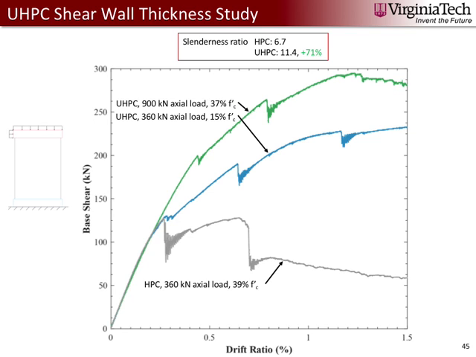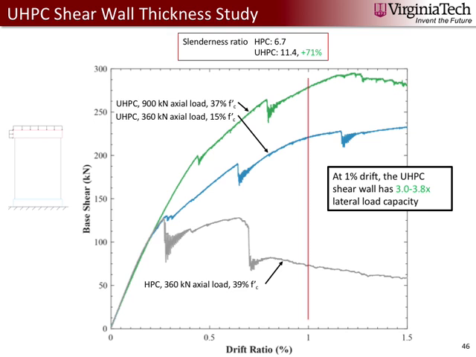What this indicates is the effects of any sort of slenderness are not seen here, so we can apply a greater axial load onto the UHPC shear wall with no ill effect. It actually has a higher post-cracking load in this case. So again, we can see that the HPC and UHPC walls have equal pre-cracking stiffness, and after cracking, the UHPC shear walls have higher loads, over 3 times the lateral load capacity.